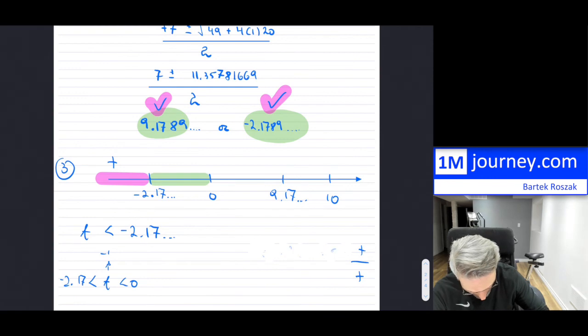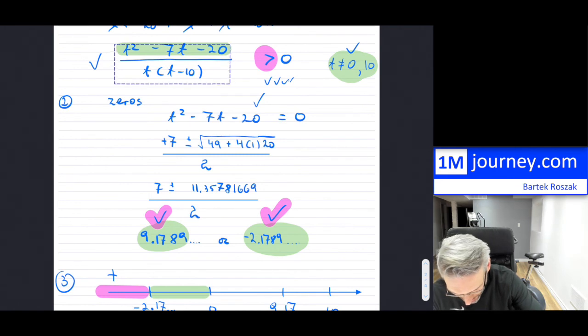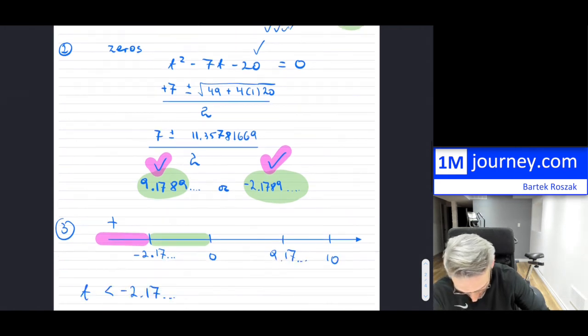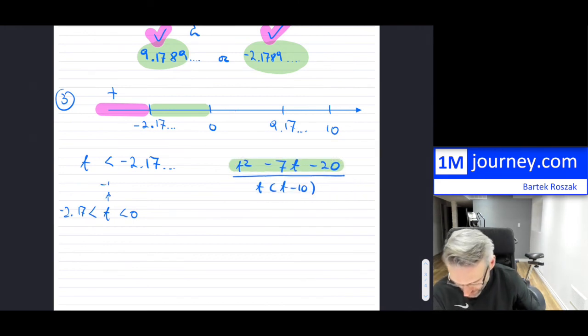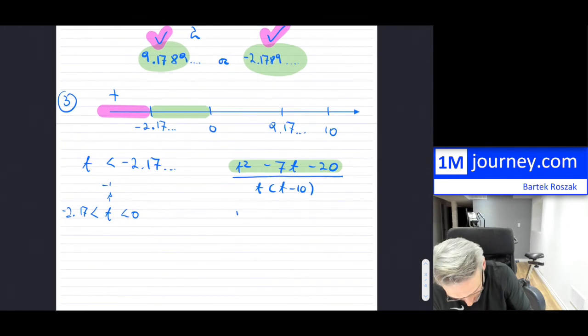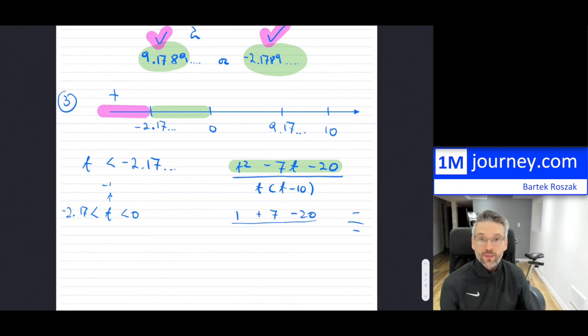Okay, I'll get rid of this, and now again we're going to look at what is happening to our numerator and denominator. So let me copy it and paste it down here for myself, just to keep looking at it. If I substitute -1 in here, I'm going to get 1, so this turns positive, so plus 7, minus 20. So this is going to be negative in the numerator, and then the denominator, -1, is still negative. So negative over negative is going to be positive.